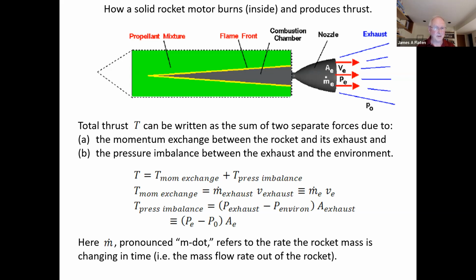Because near the surface of the Earth, you have an environmental pressure, which is atmospheric pressure. And in outer space, the environmental pressure is 0, okay? And so the amount of thrust you get is momentum exchange plus pressure imbalance, but the pressure imbalance depends on where you are. Okay, that was just a side note. I'm not going to go anywhere with these particular calculations, but I just wanted to point that out.